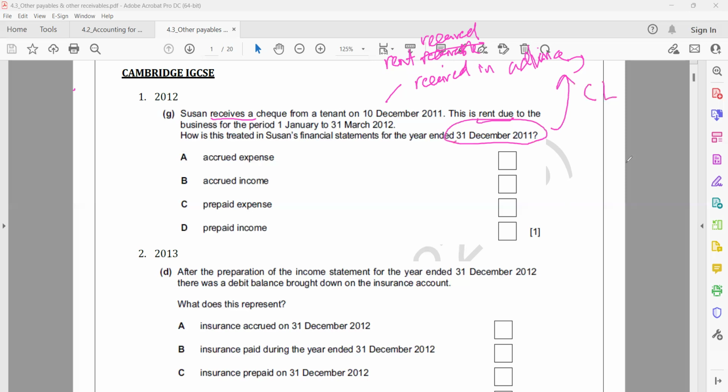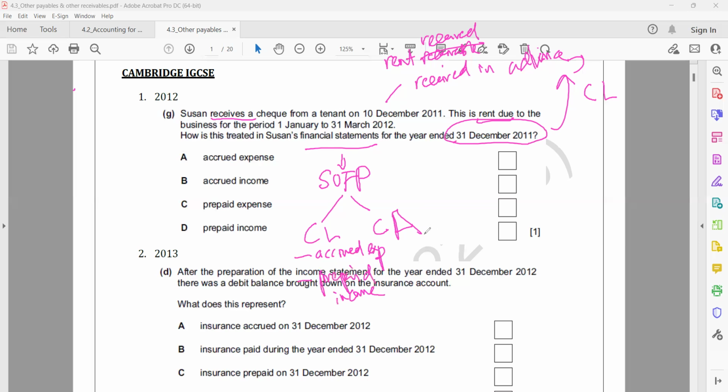for this year end, this is a liability, current liability. So now the question asks, how is this treated in Susan's financial statement? Since they just put accrued or prepaid, they are talking about the SOFP, statement of financial position, whether it's a current asset or current liability. A current liability will be the accrued expenses or prepaid income.